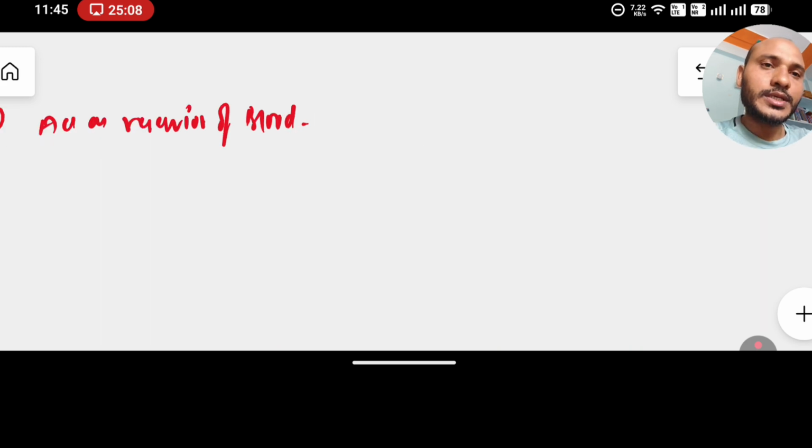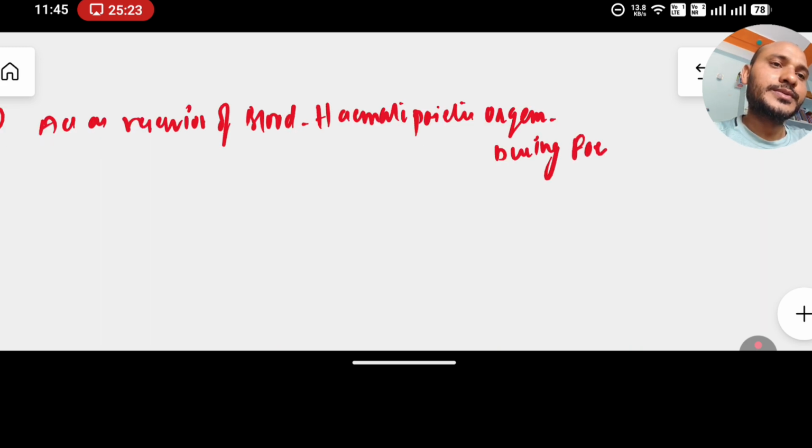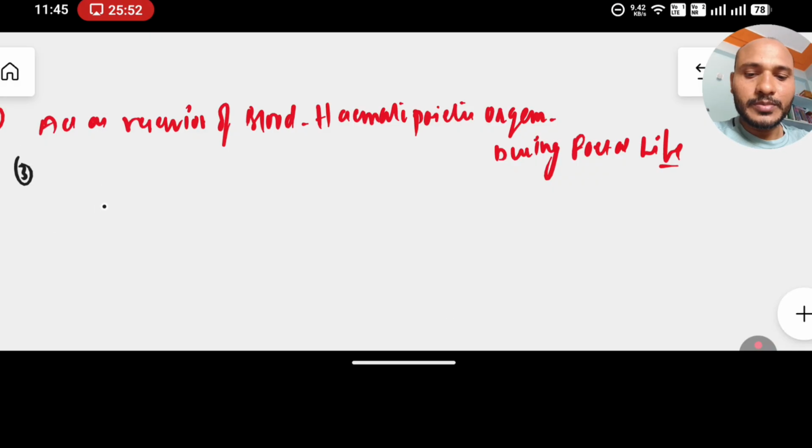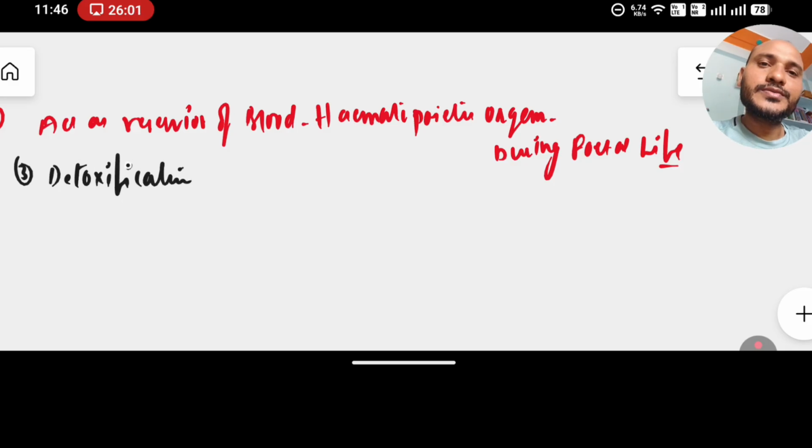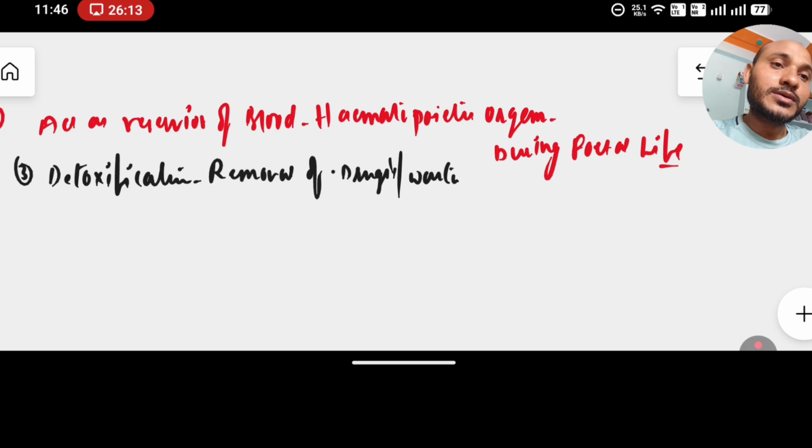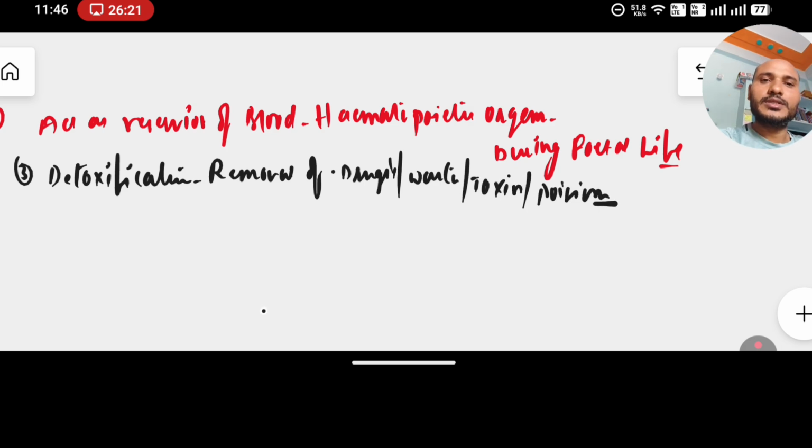The liver is also a hematopoietic organ during fetal life. During fetal life, the production of blood is from the liver only. Hence it stores blood in the liver during fetal life and acts as a reservoir of blood. The liver is also a detoxifying organ, so it plays an important role in detoxification. Detoxification means removal of harmful drugs, waste, or toxins like poisons by the liver. Such a role is called detoxification.